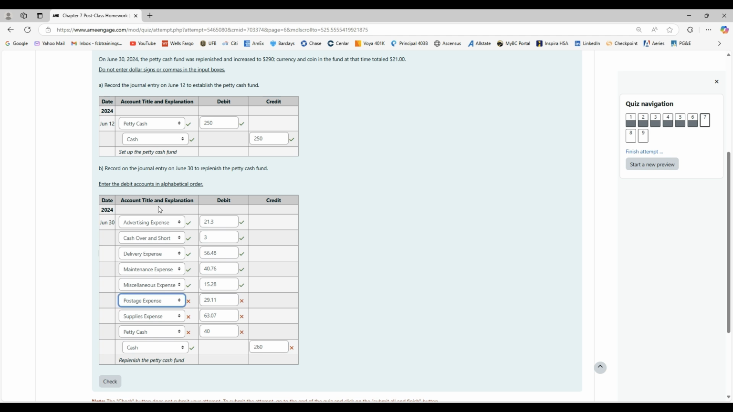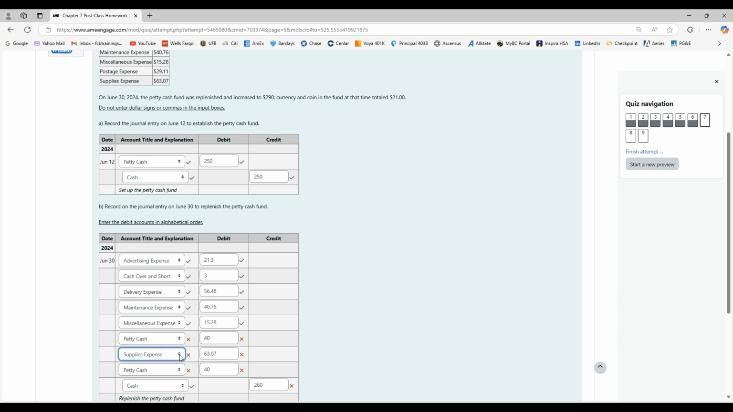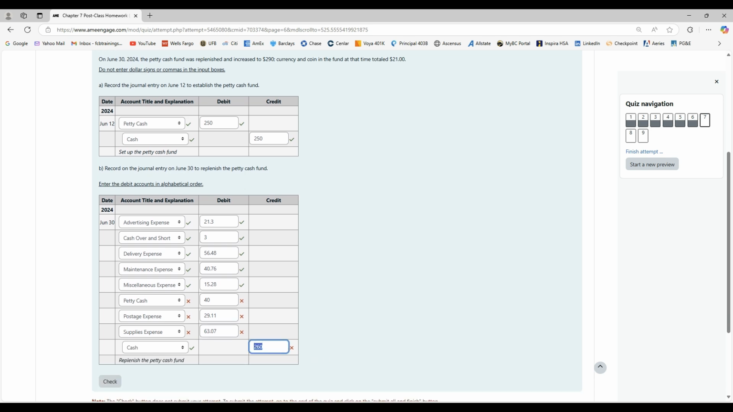Oh, geez. This is really annoying with the alphabetical order. Petty cash, then the postage supply. I'm just getting this messed up because I didn't have it in perfect alphabetical order, and then supplies expense. Okay, petty cash is 40, postage expense 29.11, and supplies expense is 63.07. Oh, and then the sum of all these is not 220. So that was 226 plus 3 plus 40. So 269, I believe this comes out to.